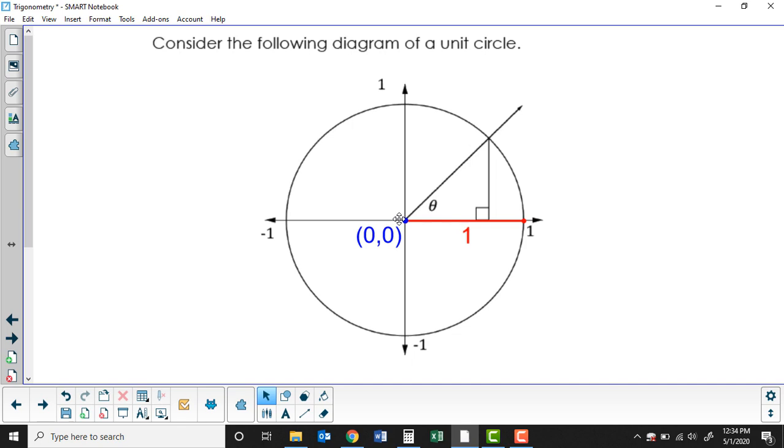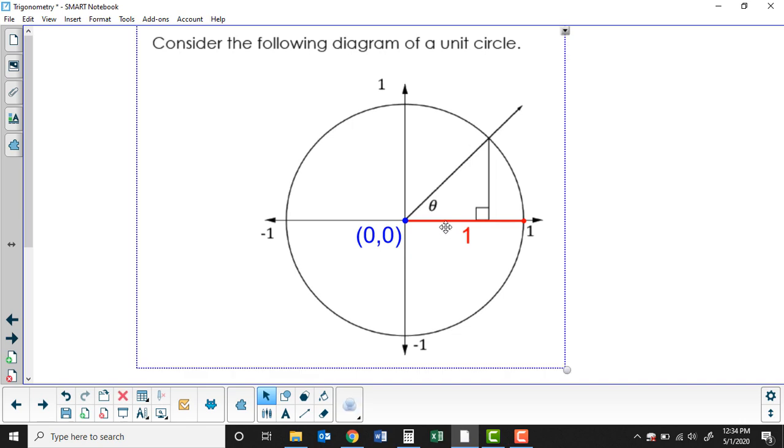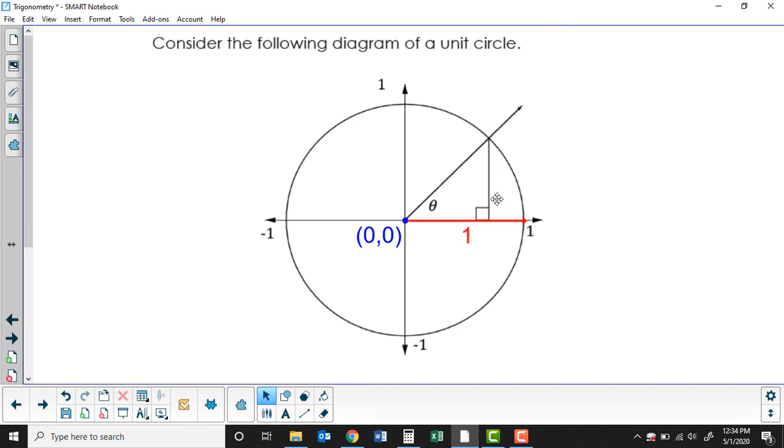The center here is at 0, 0, and it's 1 unit out to the right, 1 unit up, 1 unit left, 1 unit down, all right? The third thing is this side here, is called the terminal side, okay, the terminal side.